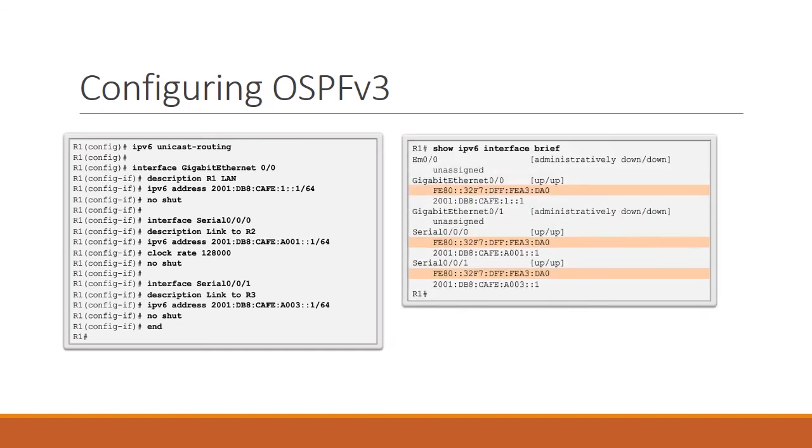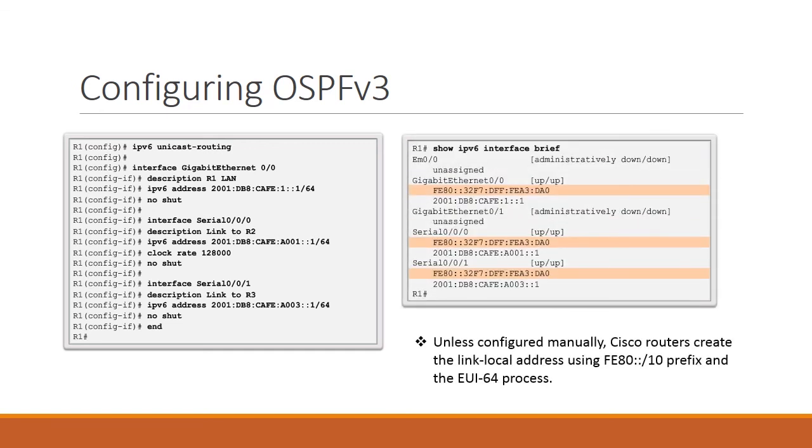Unless configured manually, Cisco routers create a link local address using FE80::/10 as the prefix and the EUI-64 process. But in some cases, when a router automatically generates a link local address, it makes it difficult to recognize and remember those addresses. For this, we can configure a link local address manually.